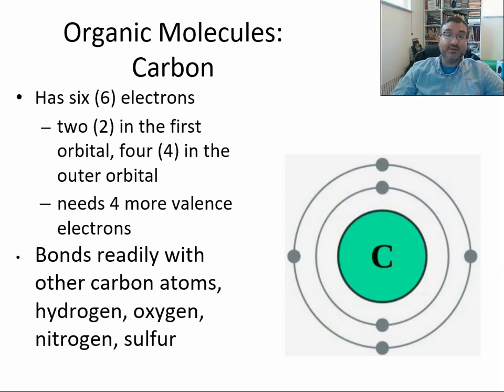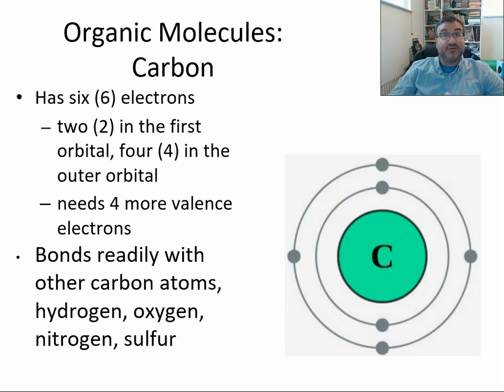If we look at carbon, we can see that it has 6 electrons. There are 2 in the first orbital, and that leaves 4 in the outer orbital. By the octet rule, that means that it needs 4 more valence electrons to bond with things. This is part of what makes carbon important to all organic molecules in life. It's happy to bond with 4 other things. This allows it to have many versatile shapes.